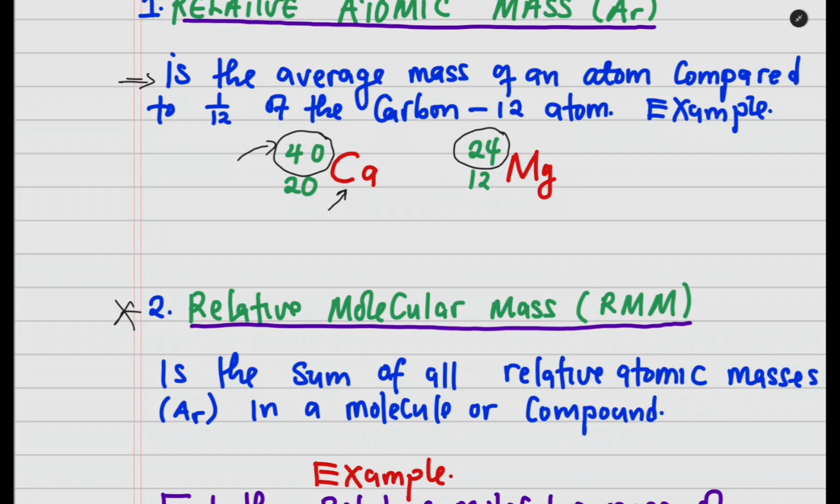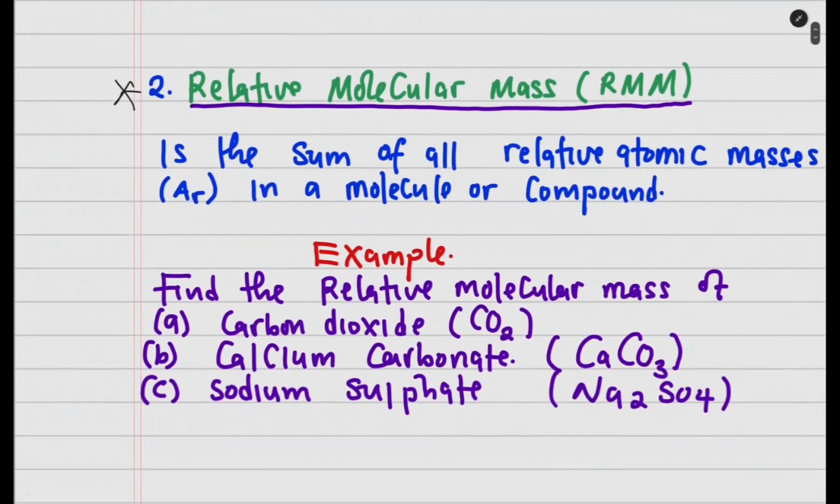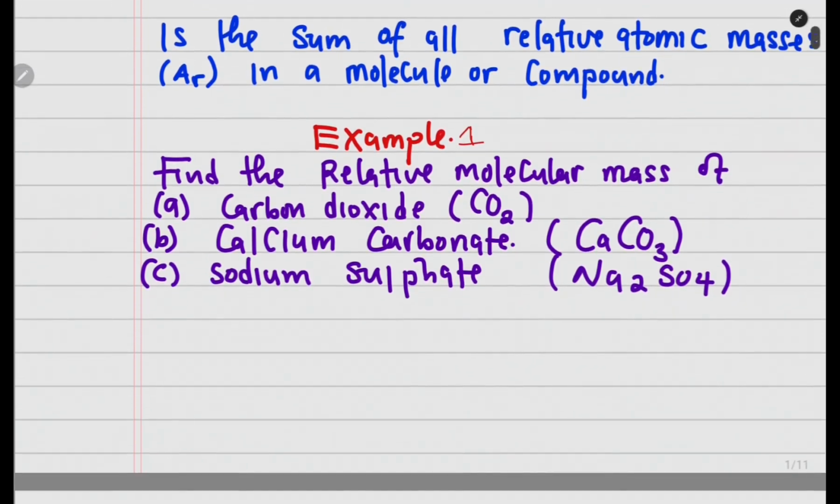And please, this is where even exams start from. You might find the question, find the relative formula mass or molecular mass of the compound, when you are given the compound, as we are going to see here in the examples. So let us look at the examples. Find the relative molecular mass of, the first one is carbon dioxide. Carbon dioxide is CO2.